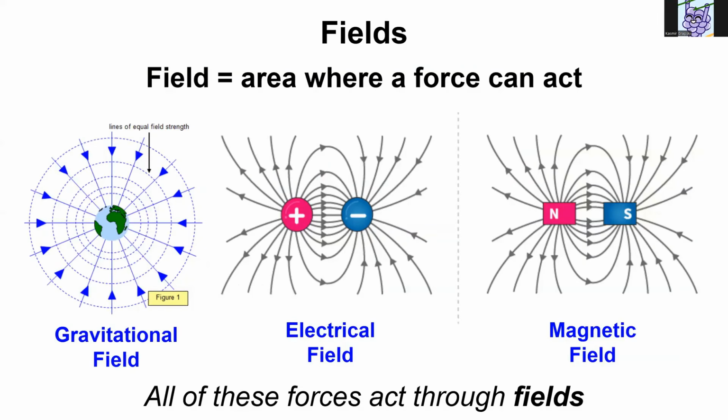Fields. A field is an area where a force can act. So you have a gravitational field, an electrical field, and a magnetic field. All of these forces act through these invisible fields.